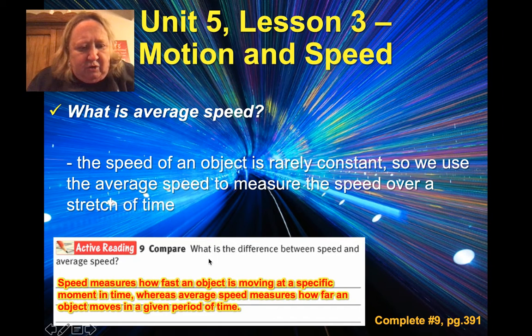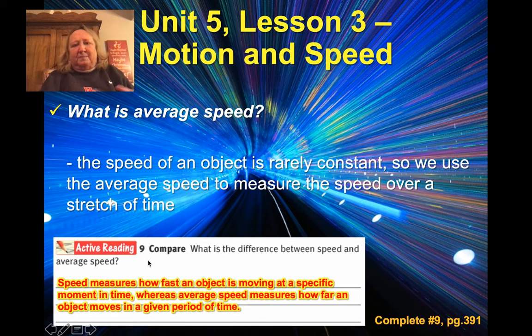Okay, so if we look here, speed measures how fast an object is moving at a specific moment in time. So if you look over at the speedometer in the car you're in and it says 50 miles per hour, that is your speed at that second. Okay. Average speed is what your speed was over the whole time.